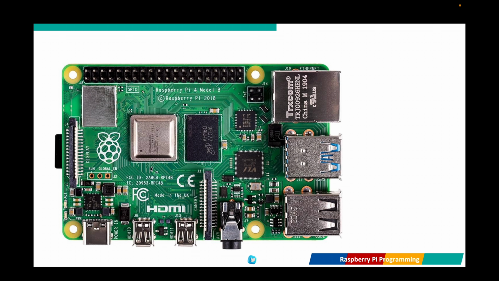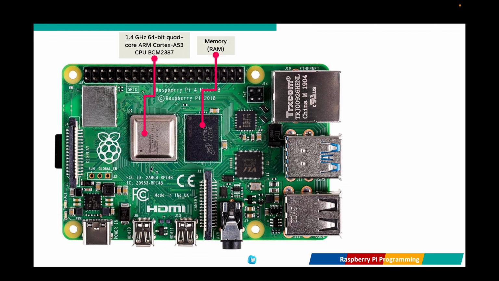Let's break down its key components and understand how they work together. First is the processor, the CPU. At the heart of the Raspberry Pi 4 is the Broadcom BCM2711, a quad-core Cortex-A72 processor running at 1.4 GHz. This processor handles all computational tasks, from running the operating system to executing complex programs. It also includes an integrated VideoCore VI GPU, which supports dual 4K displays and hardware-accelerated video decoding.